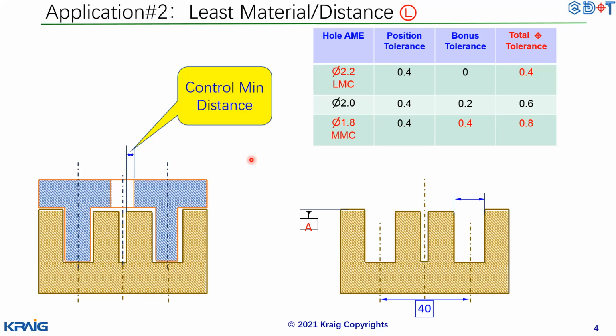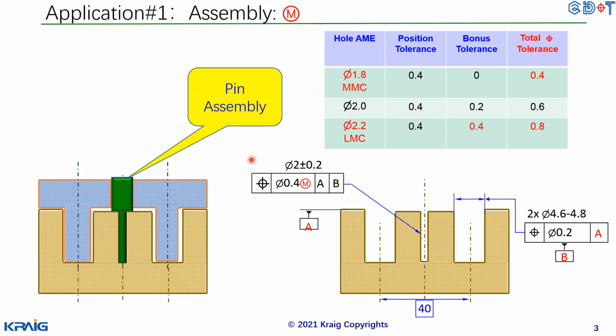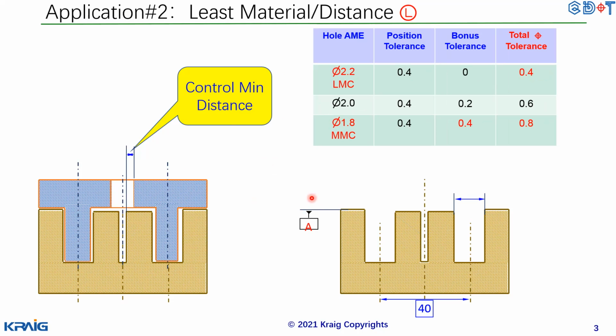Let's refresh your mind. The first application is for assembly, so that's why we use the MMC modifier. For the second application, the function is the minimum distance or minimum material here. You can see, this is the second one.